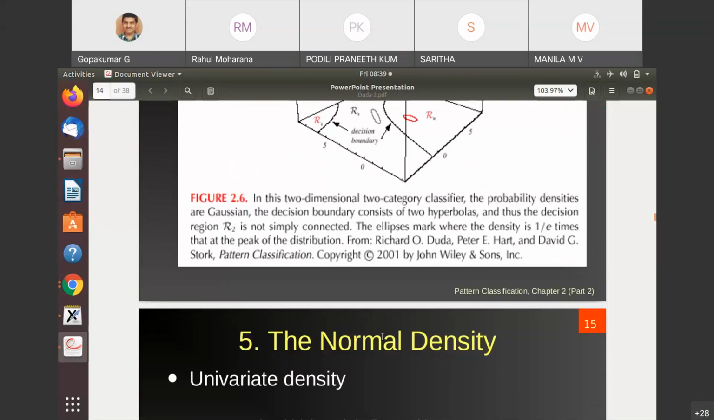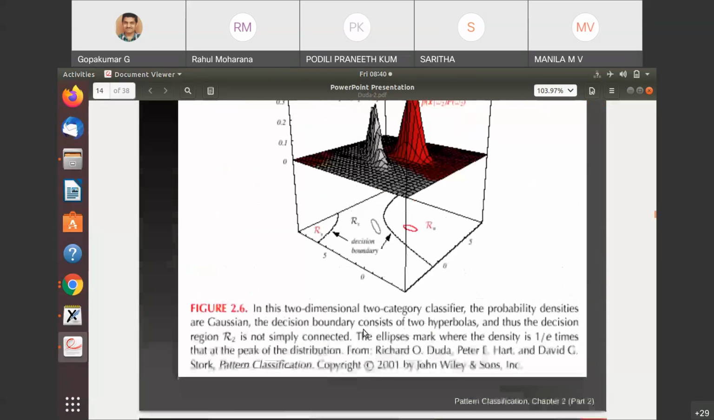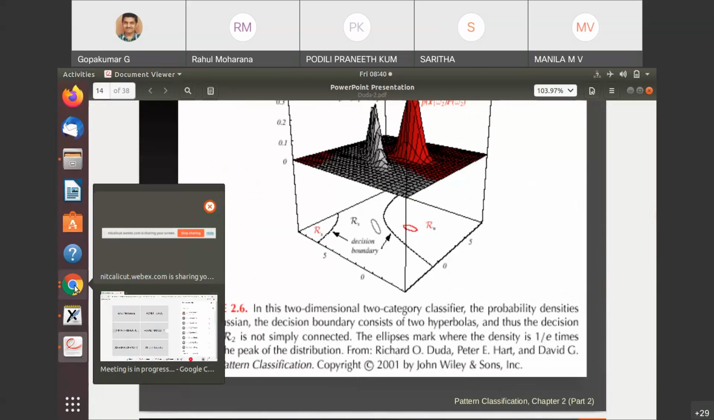And then we will see other portions, like how we can actually estimate the density or the probability density parameters. That is what we will discuss in the next class.